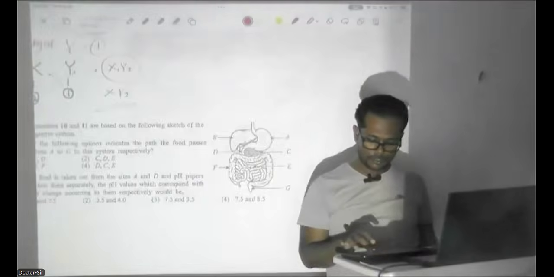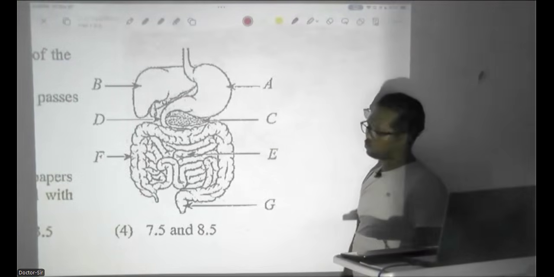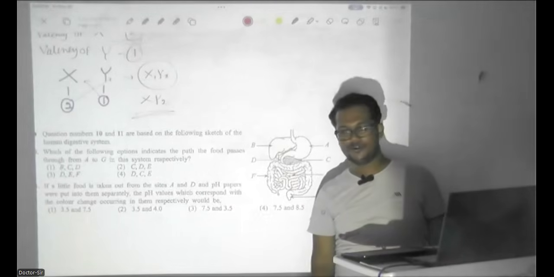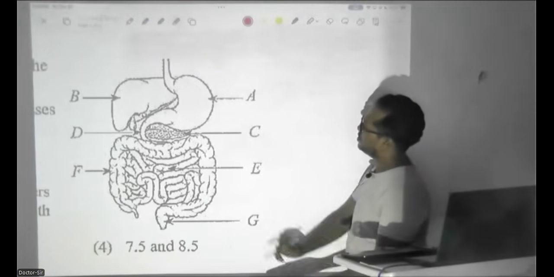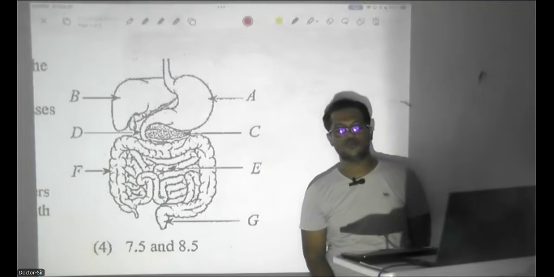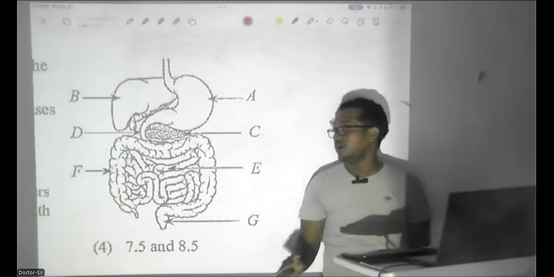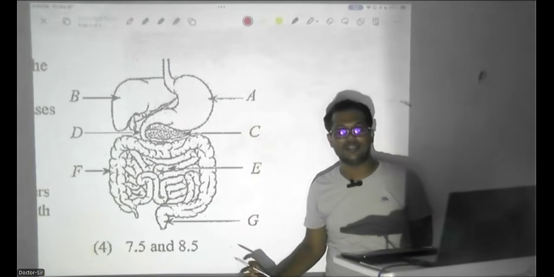Now we will look at this image. So this is the image they have given. They are asking what is the pathway the food is going through from A to G. So this is the A, this is the G. How will this food pass through this A to G?